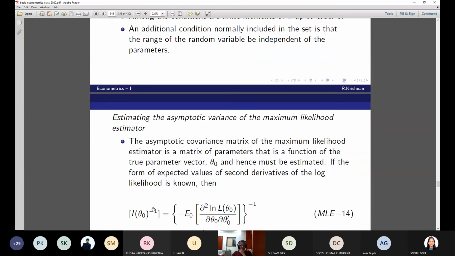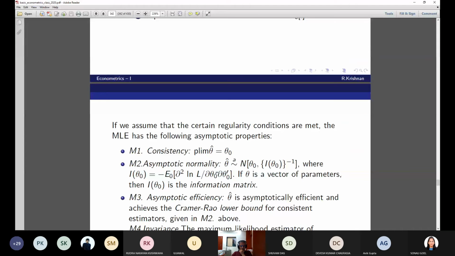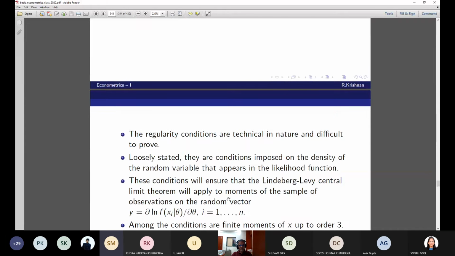Estimating the asymptotic variance of the maximum likelihood estimator. By asymptotic normality, this is the variance-covariance matrix with a vector of parameters. This is called the information matrix. How do you estimate this information matrix? The most popular way is to simply replace this with estimated quantities.